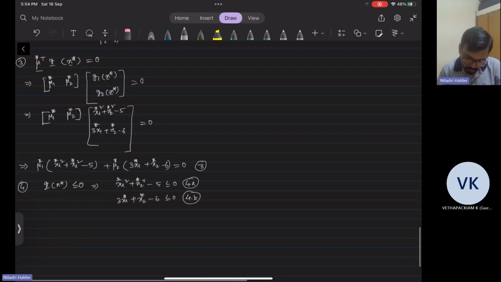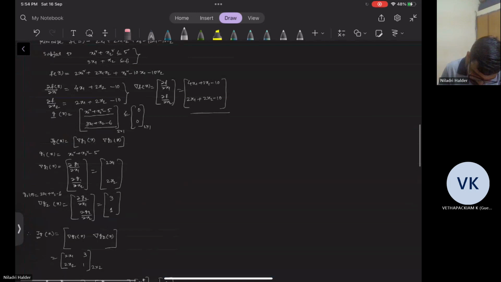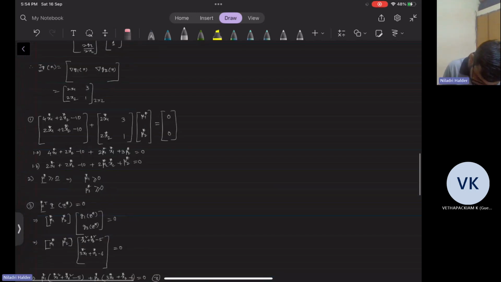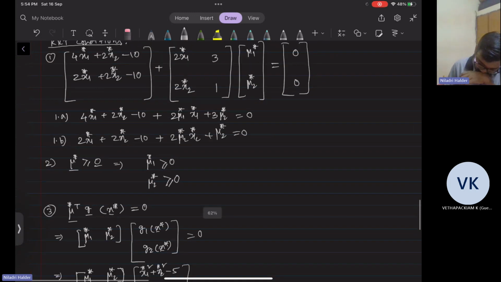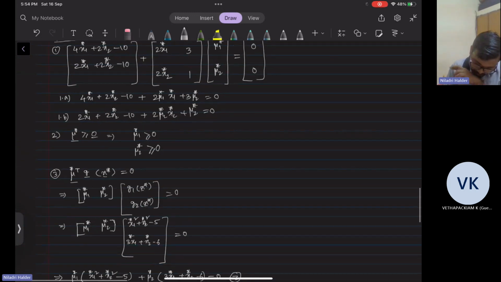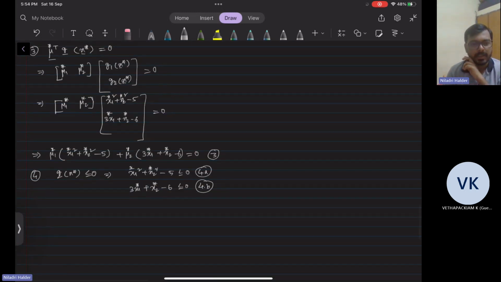So these are the whole KKT conditions. We can write down here the KKT conditions. If you solve these conditions, then you can find out the optimal x1 star and x2 star.